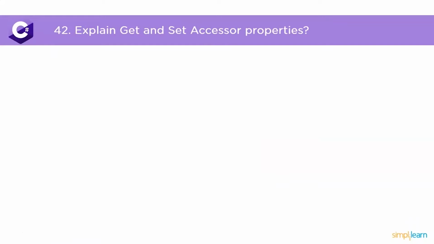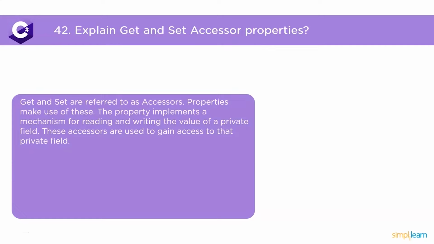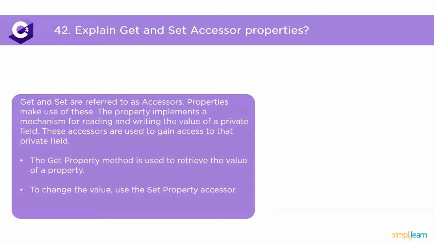Now the next question. Explain get and set accessor properties. Get and set are referred to as accessors. Properties make use of these. The property implements a mechanism for reading and writing the value of a private field. These accessors are used to gain access to a private field. The get accessor is used to retrieve the value of a property. To change the value, use the set accessor.